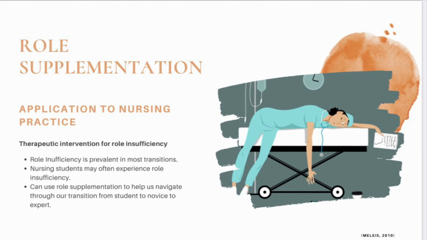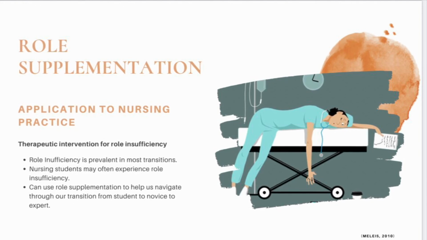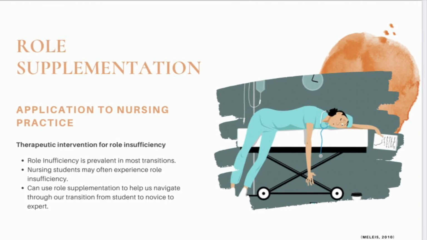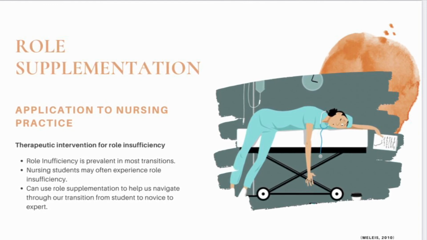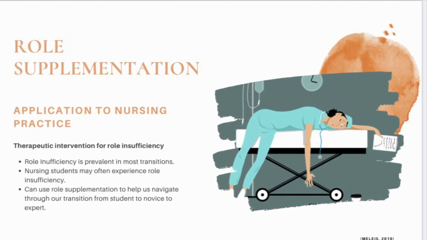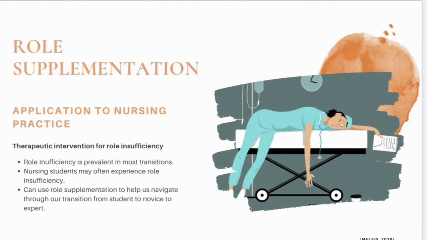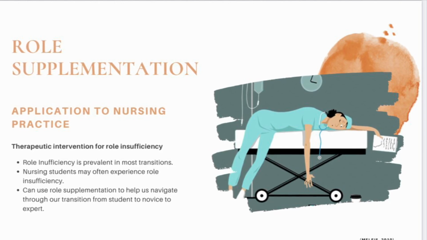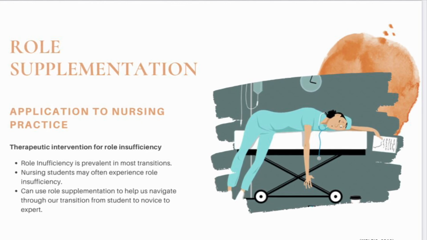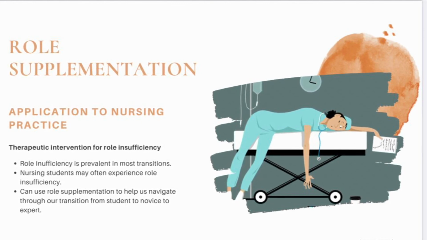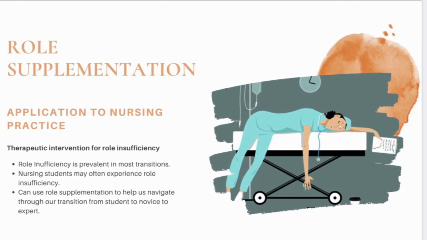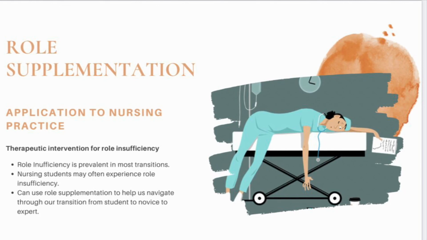Another aspect important to nursing practice is role supplementation. Role supplementation is a way to enhance a healthy transition and decrease role insufficiency. In any transition to a new role, there is usually the feeling of inadequacy involved. As nursing students, we may often encounter such feelings of anxiety, frustration, and powerlessness. We can use role supplementation to help us navigate and try to dissipate those feelings. This is true for any role or any transition, including our future transition from students to novices to experts, as mentioned in Benner's theory.